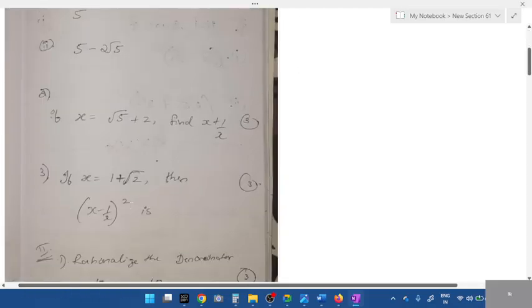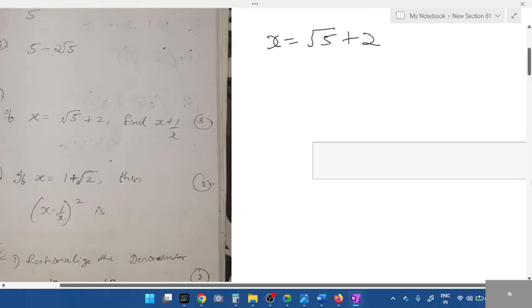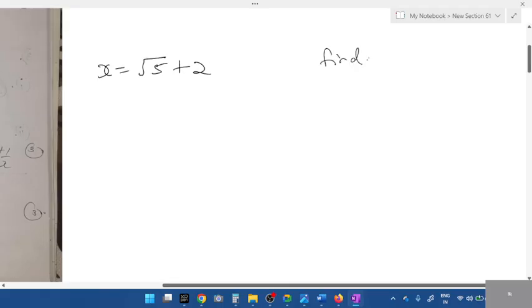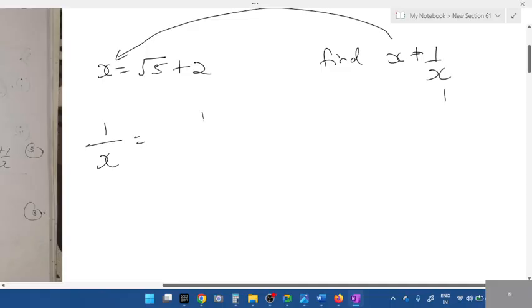Next question we have. The x value will be given. x is equal to root 5 plus 2, students. We need to find the value of x plus 1 by x. Sometimes they'll ask you x minus 1 by x, sometimes they'll give x plus 1 by x. Okay, let me teach this later. First we'll find x plus 1 by x. If the x value is already given, we need to find 1 by x, students. 1 by x is nothing but 1 divided by root 5 plus 2.